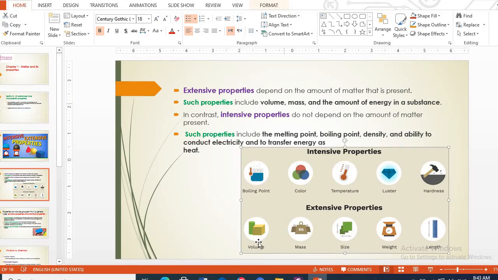Extensive properties like volume, here look at this picture, like mass, size, weight, length, all of this depends on amount of matter. But intensive properties do not depend on amount of matter, like luster, hardness, temperature, color, boiling point, melting point, density, ability to conduct electricity and to transfer energy as heat. All of this is intensive properties, do not depend on amount of matter.